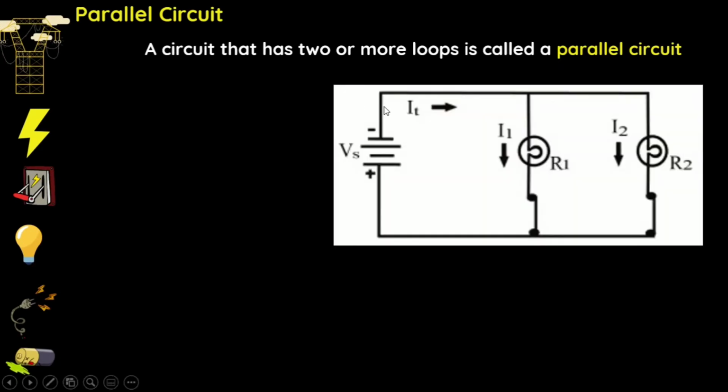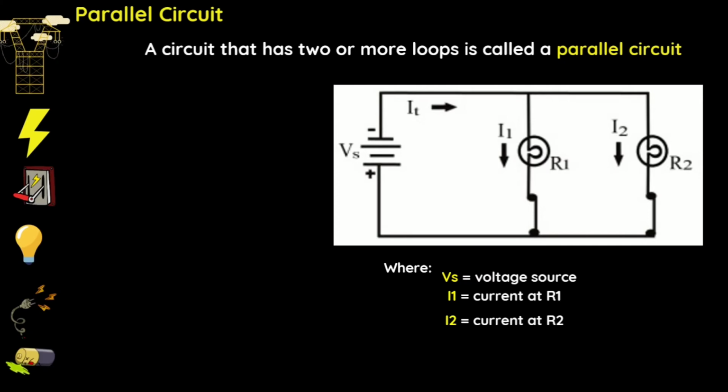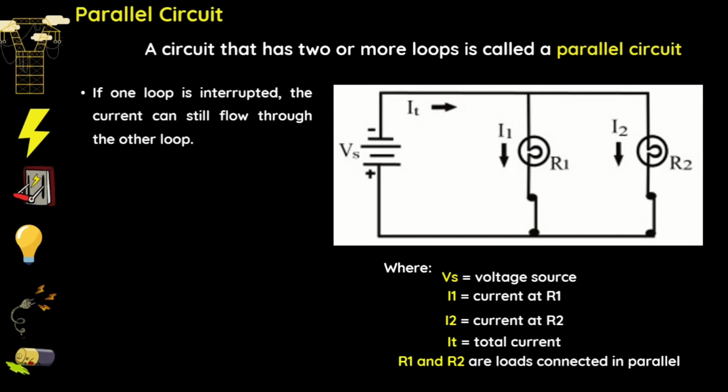So as you can see, it is a different diagram as compared to the series circuit, where V stands for the voltage source. In this diagram, our power or voltage source is the battery. You have the I1, the current at resistance 1, I2, the current at resistance 2. You have the IT or the total current. R1 and R2 are loads connected in parallel.